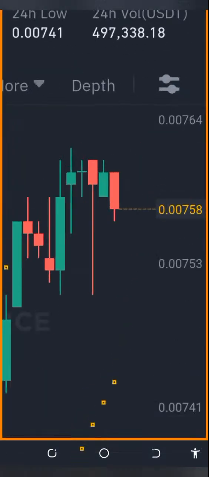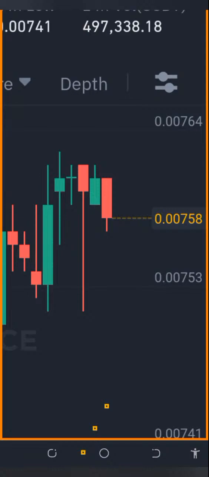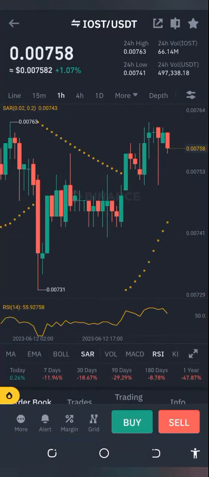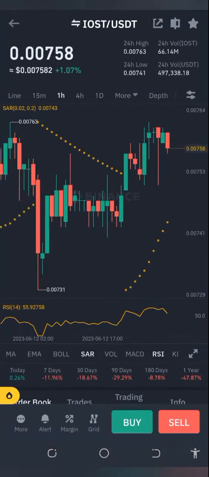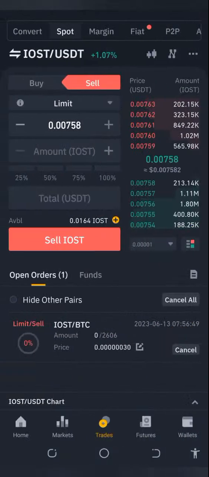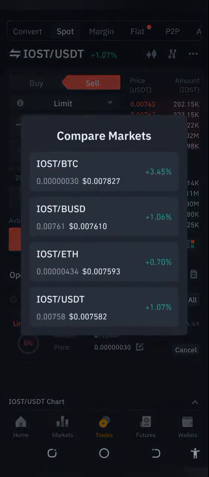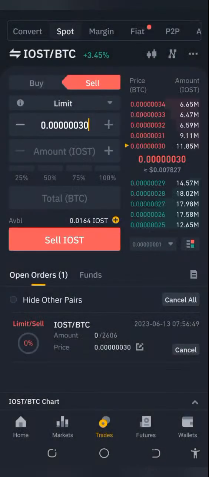Can you see this? It's currently a red candle, but look at the parabolic SAR. The parabolic SAR is heading upwards. So there's a tendency that this can push up. So I'm going to keep my eyes on this. The other thing I'm going to keep my eye on, of course, is still IOST BTC, because I don't have a choice really at this point.